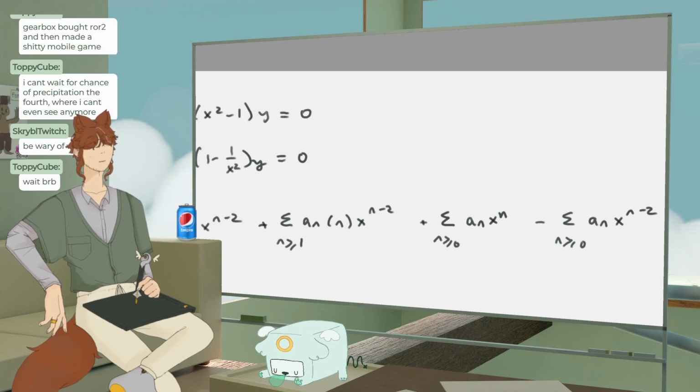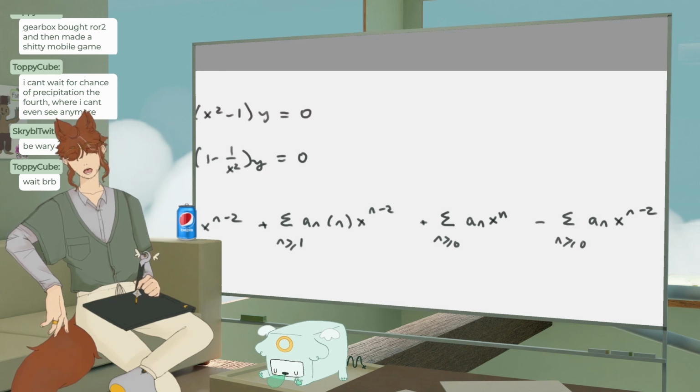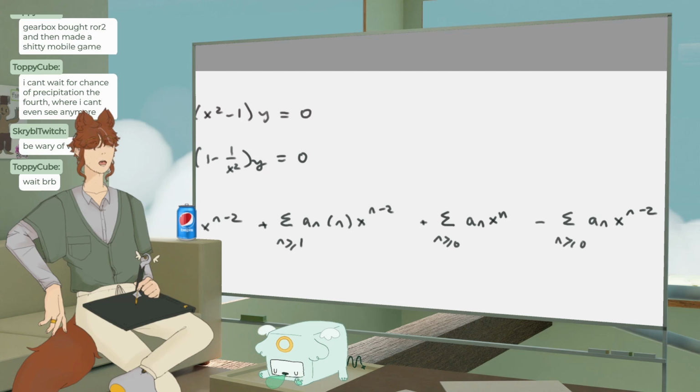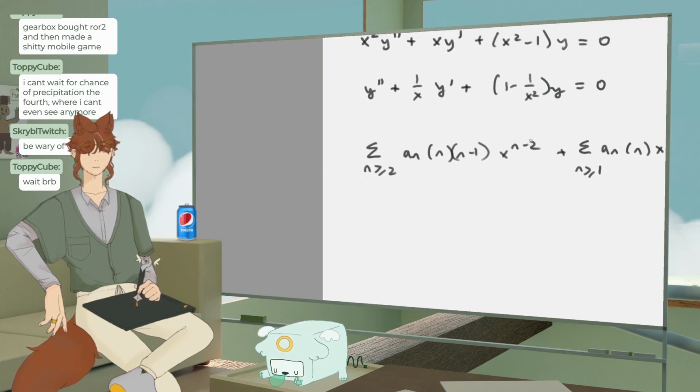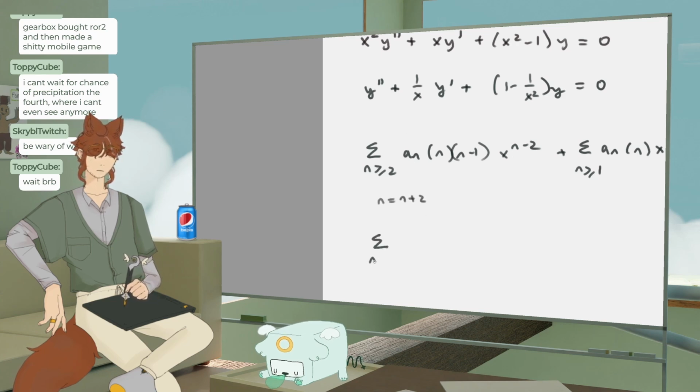I should probably just not do that, because it'll be more confusing. Oh, it doesn't really matter. Yeah, it kind of does, whatever. We'll just do it. I'll reindex everything to n. So this is n plus 2, so this is n greater or equal to 0.